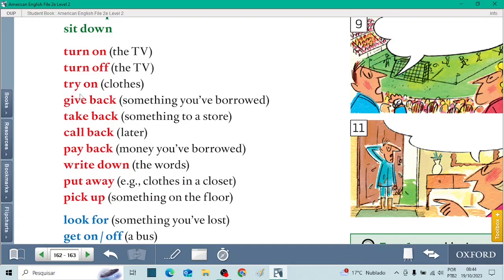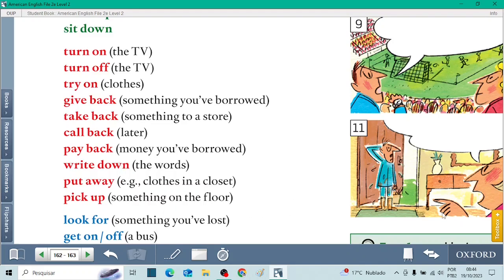Try your clothes on. Try your shoes on. Give it back. Give it back to me. Give my book back to me. Can you take me back to the store? Can you call me back later? You need to pay him back. Write it down. Put them away. Pick us up. All right.